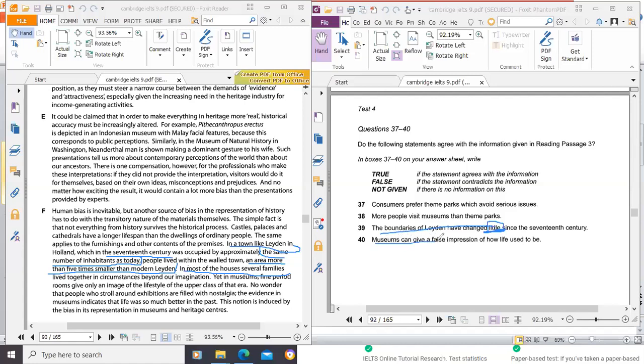I think that's a bonus, and you don't want to miss a bonus. Museums can give a false impression. This will be very interesting. Museums can give a false view, a false representation or perception of our life in the past, of history. So we look for representation or bias.